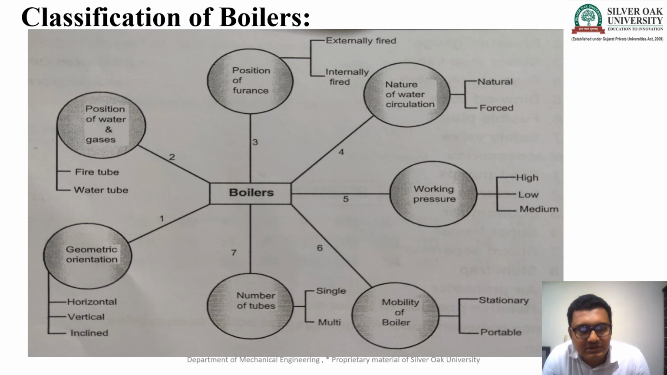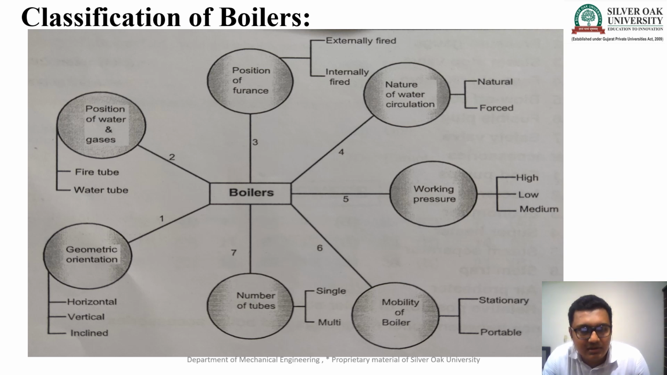Now we move further to the second type. As per the position of water and flue gases, we have mainly two things. First is the water, to which we supply heat and it gets converted into steam. Second is the flue gases, that means the heat energy. So according to the position of water and gases, there are 2 types: fire tube boiler and water tube boiler.